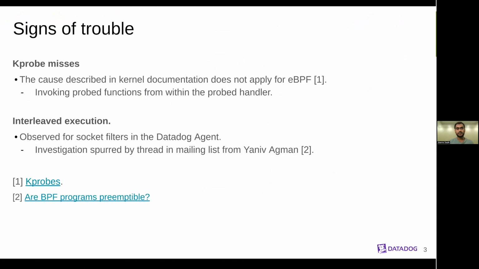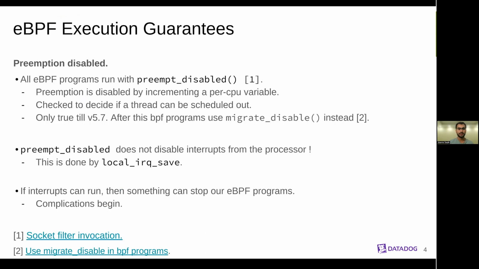What signals do we expect to see if re-entrancy occurs? Well, for this presentation, we will be looking at two signals, kprobe misses and interleaved execution. Before discussing how these signals manifest due to re-entrancy, let's take a step back and revise some of the execution guarantees provided by the kernel for eBPF programs.